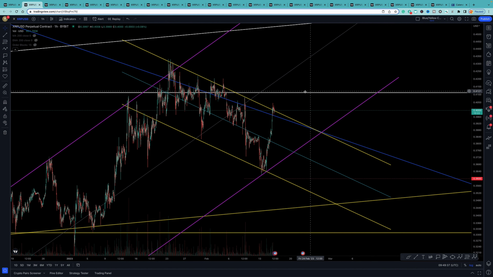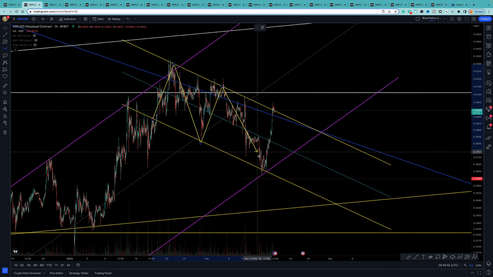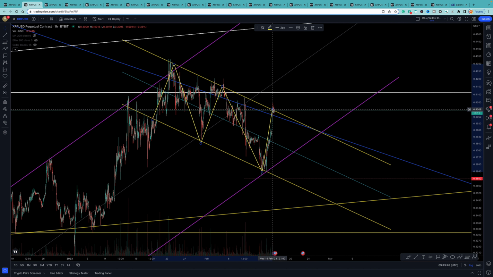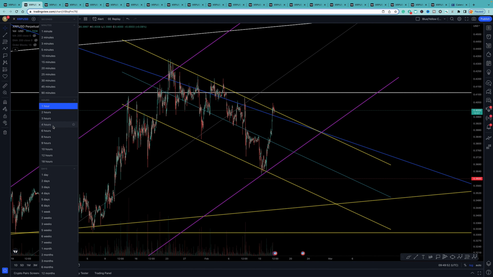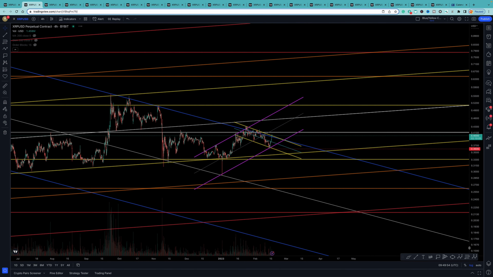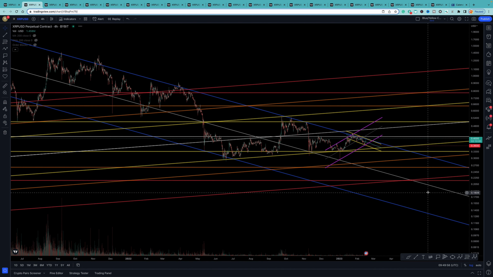I'll start with XRP. So you can see here with this channel, you've got the 1, 2, 3, 4, and then there's the 5th touch at the moment, yeah? So now when I zoom out, there are 2 more I want to point out.